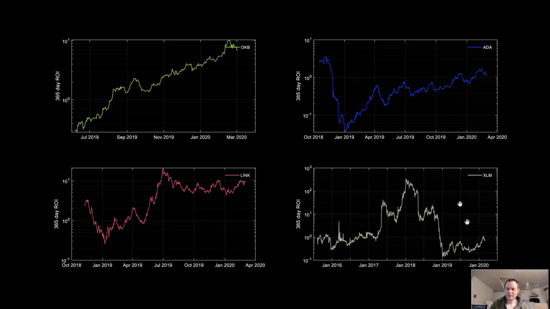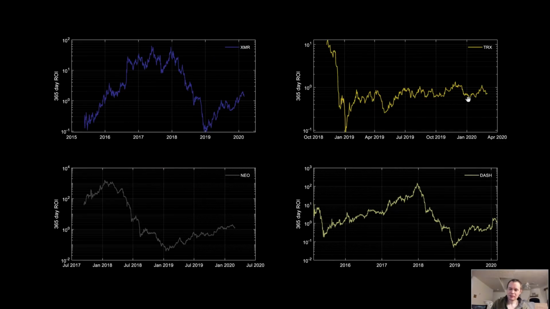Whereas XLM has, to put it mildly, not really been performing that well recently. But I mean, there is maybe a light at the end of the tunnel. You can see it has started to move back up some, but it doesn't look as promising as some of the other coins right now. But obviously it could change.